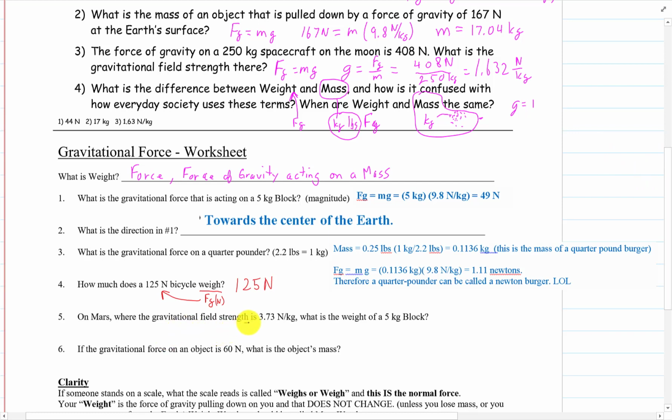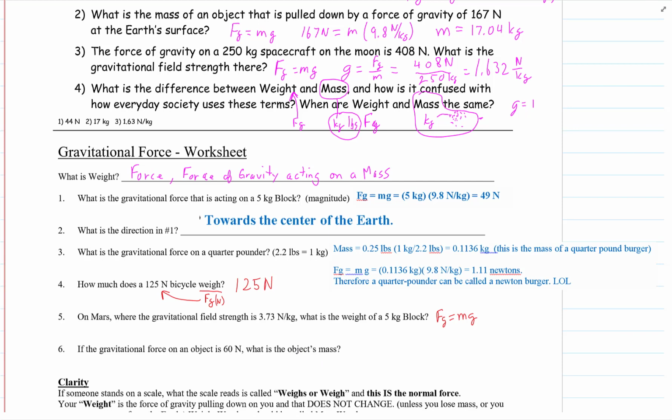On Mars, where the gravitational field strength is now a little bit different, 3.73 newtons per kilogram, what is the weight of a 5 kilogram block? It's 5 kilograms, isn't it? No. Weight is the force of gravity. So force of gravity is equal to mg. Do it out. Okay, and number 6. Figure it out.